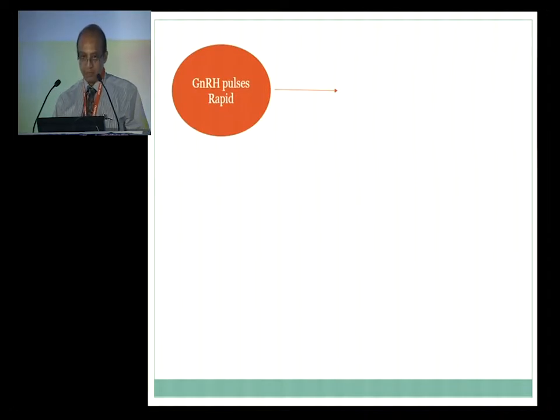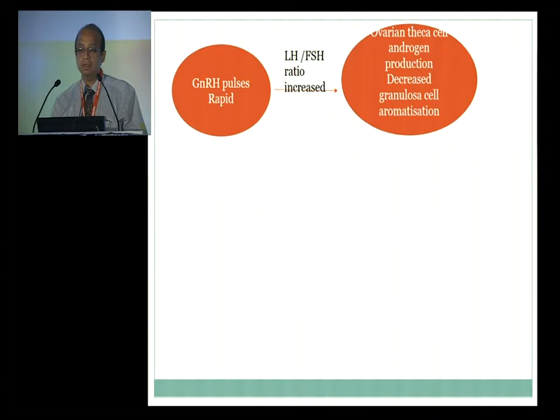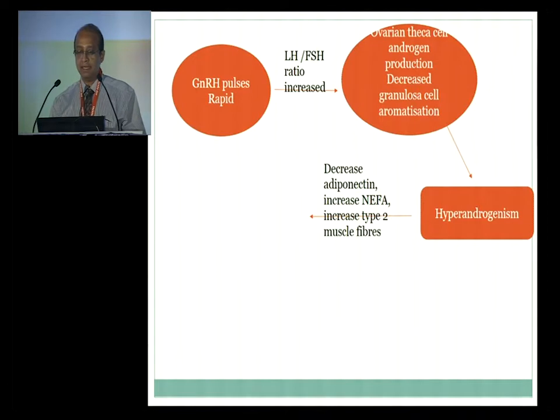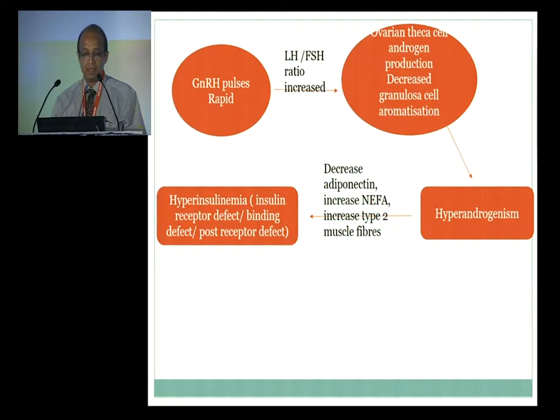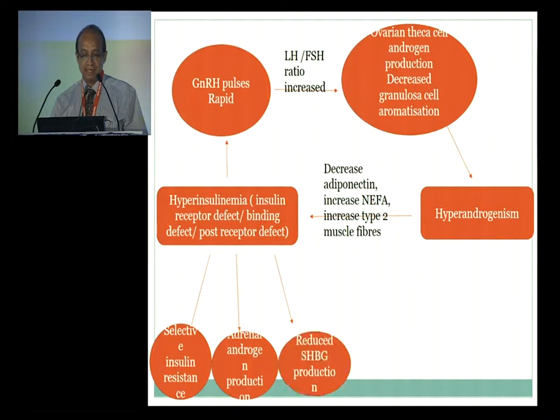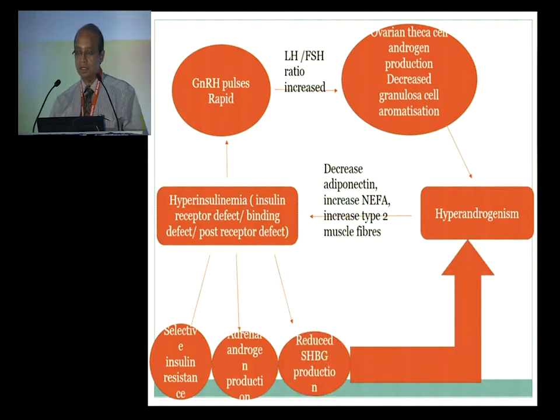So in a nutshell, how this happens: you have rapid GnRH pulses, an altered LH-FSH ratio, so you have ovarian theca cell androgen production, decreased granulosa cell aromatization, and hyperandrogenism. Hyperandrogenism, in addition, via increased NEFA and increased type 2, can lead to hyperinsulinemia. This can lead to increased GnRH pulses, so it's a vicious cycle, and hyperinsulinemia per se can also lead to selective insulin resistance, increased androgen production, and reduced SHBG production, so it's a vicious cycle.